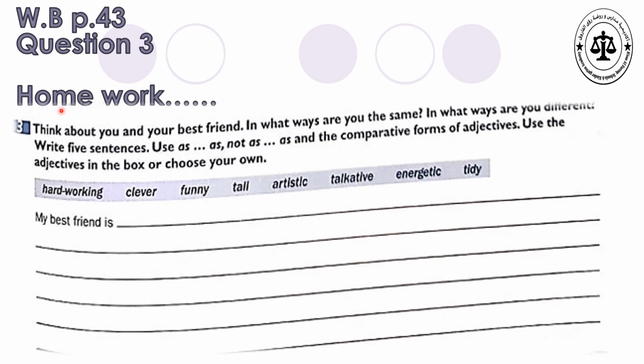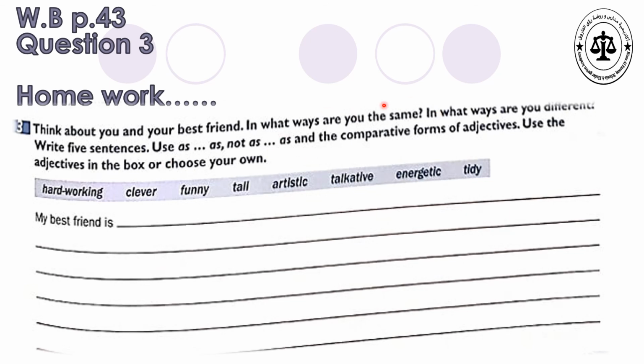The last question, this is a homework for you. Think about you and your best friend. You want to talk about you and your best friend. Add this information in your writing. In what ways are you the same? You have to use as if you want to say something that is the same with you and your best friend. In what ways are you different? Write 5 sentences. Use as or not as.